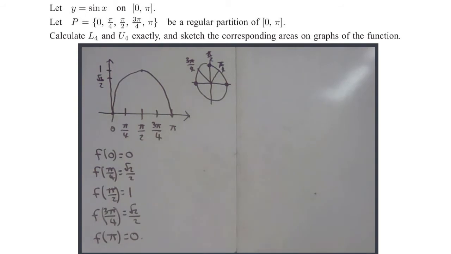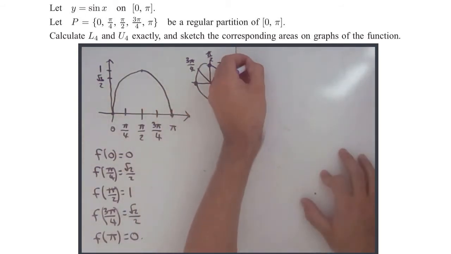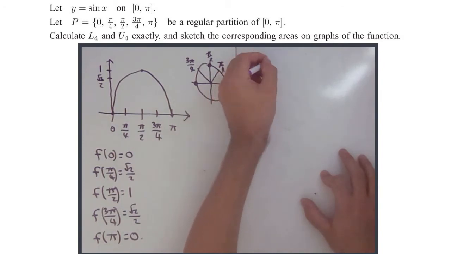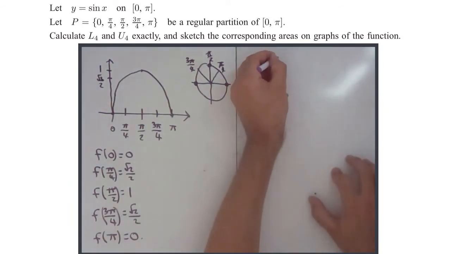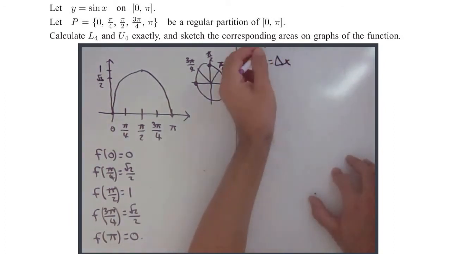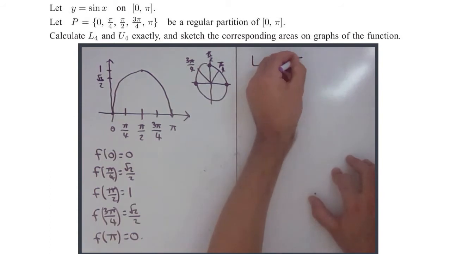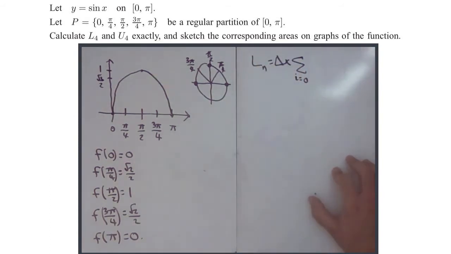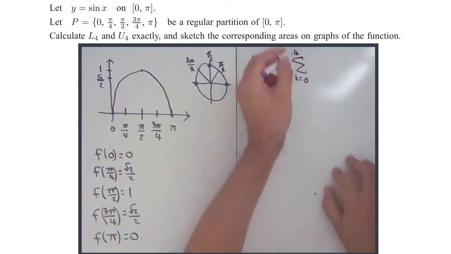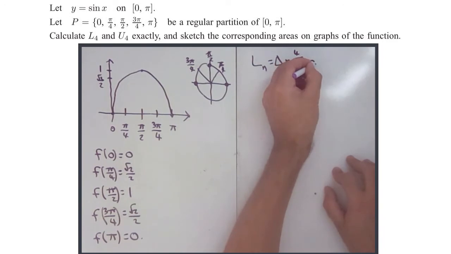Now for the Riemann sums, remember our sums are Un or Ln. Ln is, well, it's delta x. We've got a regular partition, so we can pull our delta x out. I'll talk about delta x, its value, in a minute. Delta x times the sum from i equals 0 to n. In this case, n is 4, of, well, it's f of xi.